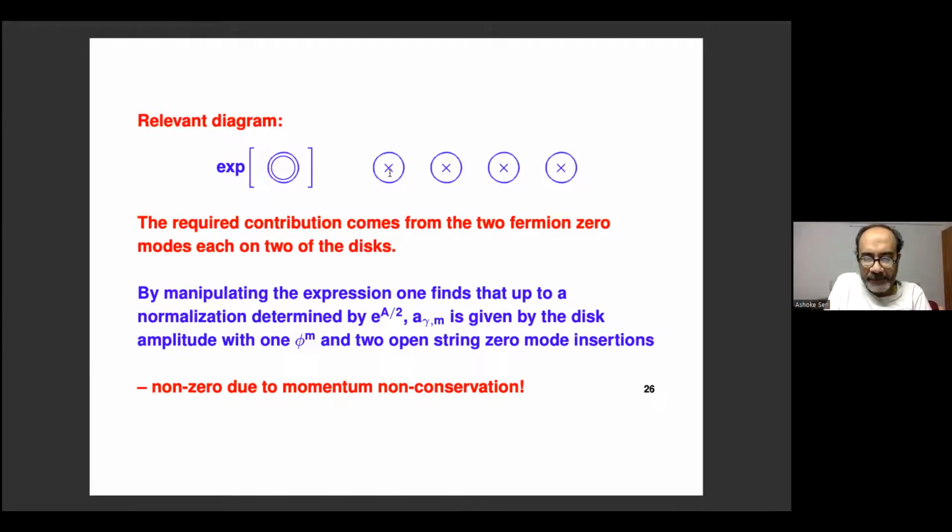So even though we have this diagram in mind, the actual computation that we have to do at the end is just a single disk amplitude, with 1 closed string insertion and 2 open string zero mode insertions. That gives you directly this quantity A gamma n. And this is non-zero. I told you earlier that the scalar one-point function should vanish. But the reason that this is non-zero is because we don't use momentum conservation for single disk amplitudes, and there it can be non-zero. It's just some term proportional to p.v on this disk. Other questions on this?